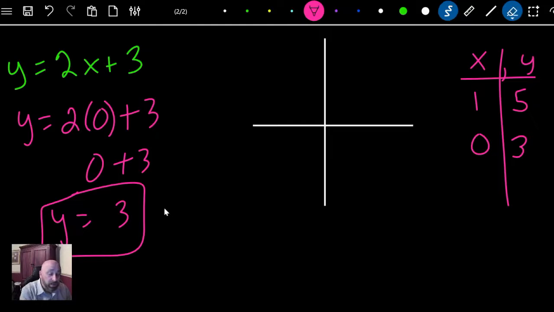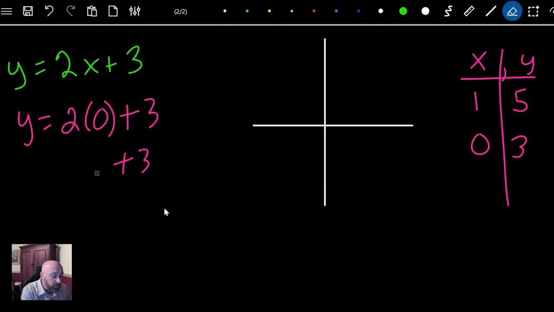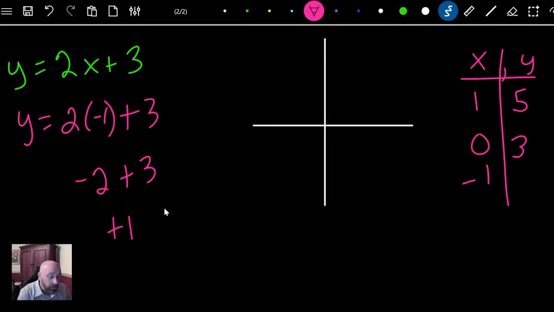Now watch this. We can also do negative numbers. I want to show you one with a negative number for how this works out. So let's use a -1 now. We're just going to plug in -1 here and solve it out like we've been doing. 2 times -1 equals -2 plus 3. What is -2 plus 3? Well, that equals positive 1. So in this case, Y equals 1.